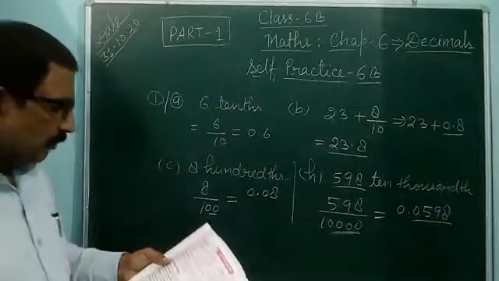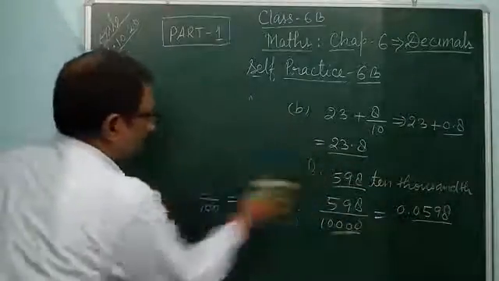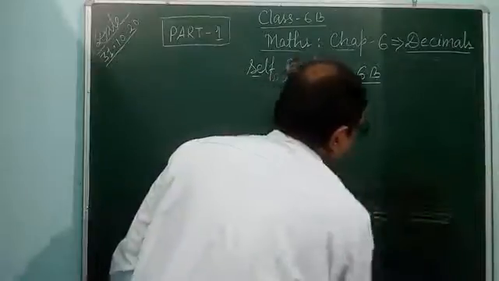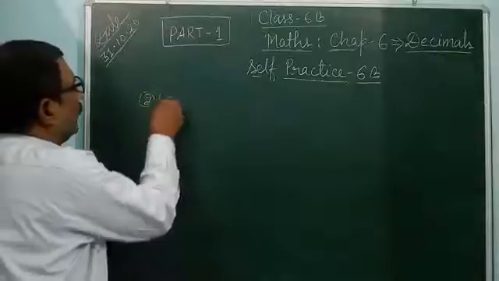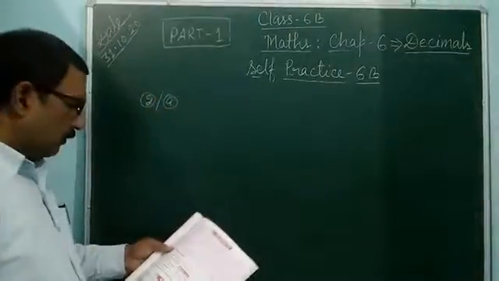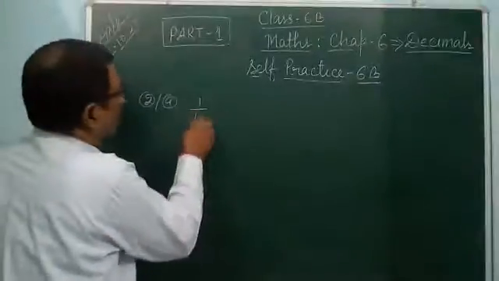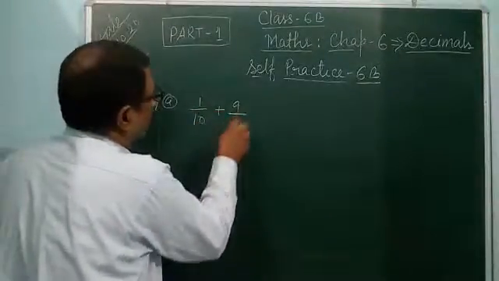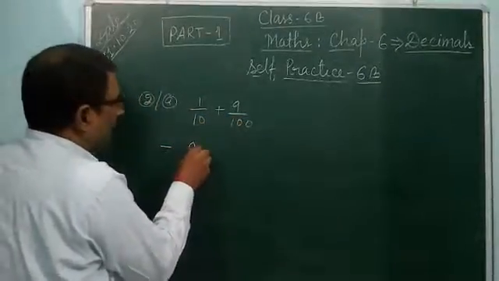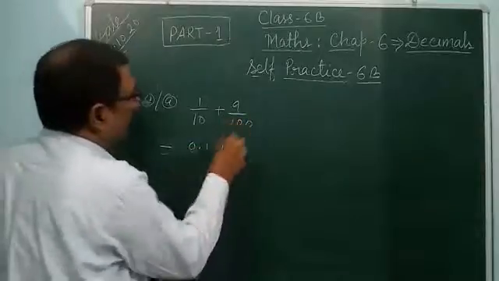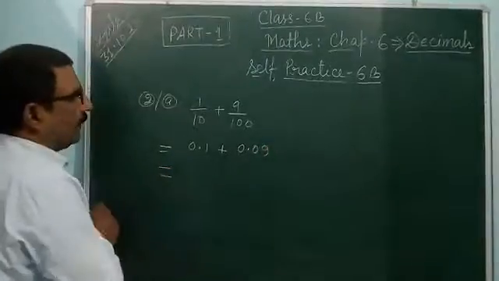And next question, question number 2. You see question number 2a. 1 by 10 and 9 by 100. Very easy. 1 by 10 plus 9 by 100. It means 1 by 10 you can write as 0.1, plus 9 by 100 you can write as 0.09. After that you can add.